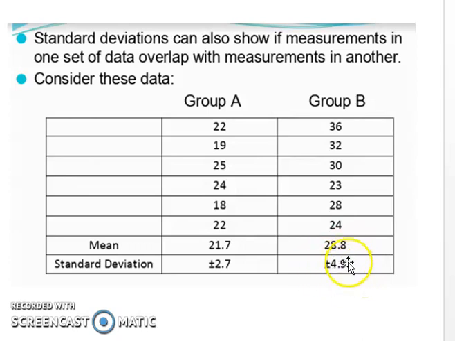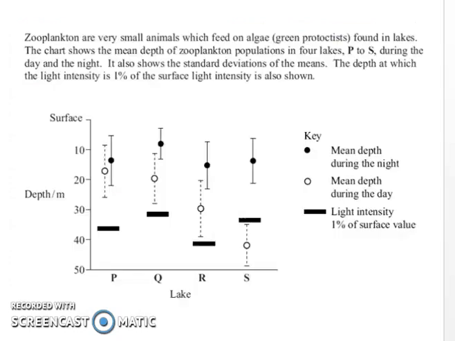Now if we took that 4.9 off 28.8, that would be 23.9. And so therefore, these two bits of data overlap each other. So what we say at this point is that the two means are not significantly different from each other because the standard deviations overlap, they share data.